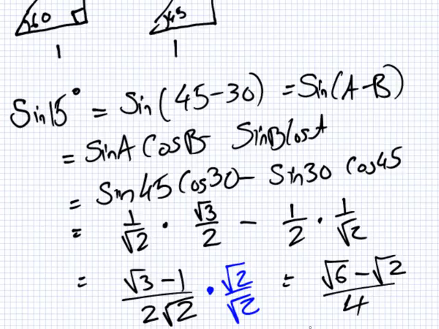So this is the sine of 15 degrees: root 6 minus root 2 over 4. And if you type in sine 15, you get root 6 minus root 2 over 4. So this compound angle formula will let you find the sine and cos of new angles, which you couldn't have done in the past.